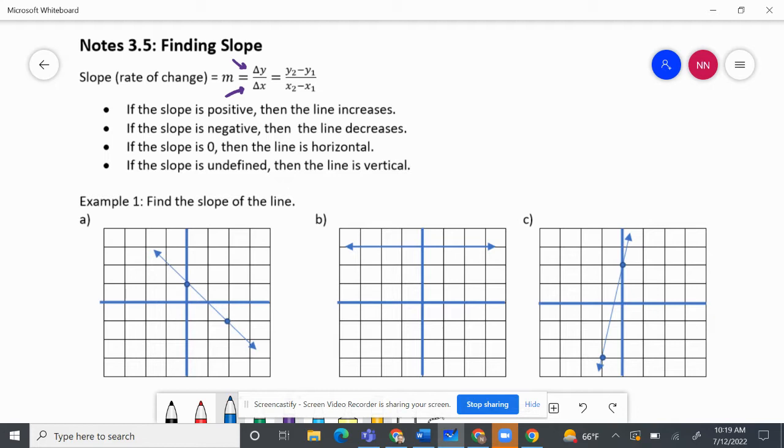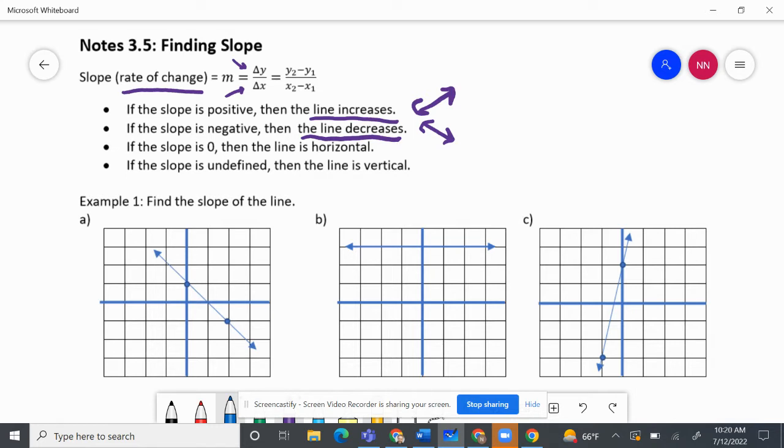Sometimes people refer to slope as the rate of change. How a problem changes is another way of saying the slope of the line. Now, we have 4 different types of slopes. When the slope is positive, that tells us that the line increases. So the line's going up. If the slope is negative, then the line decreases.